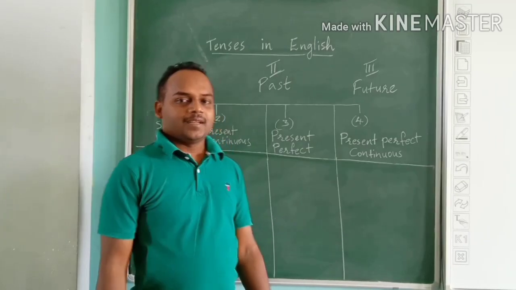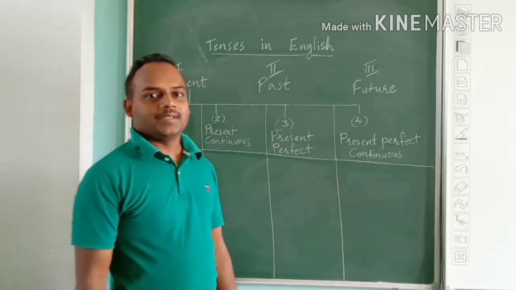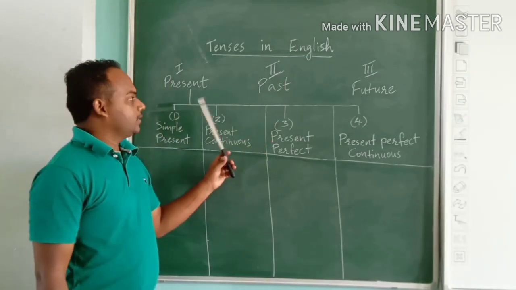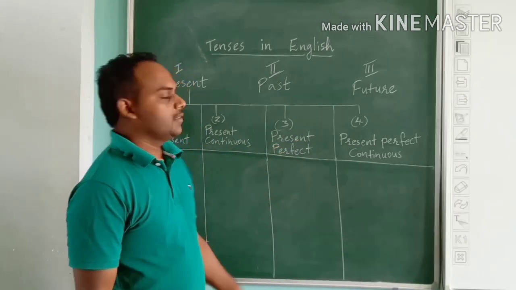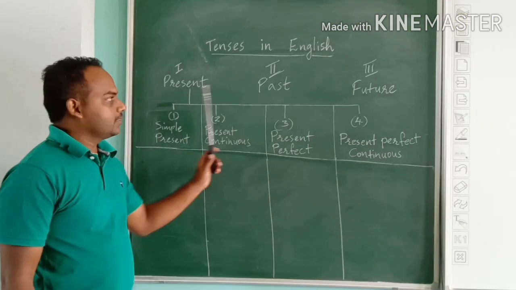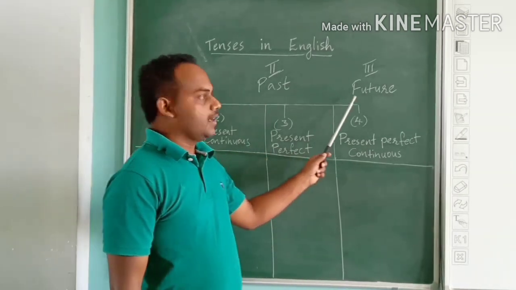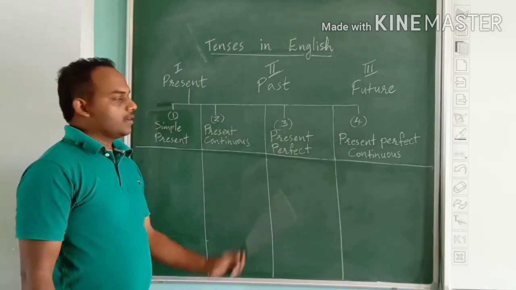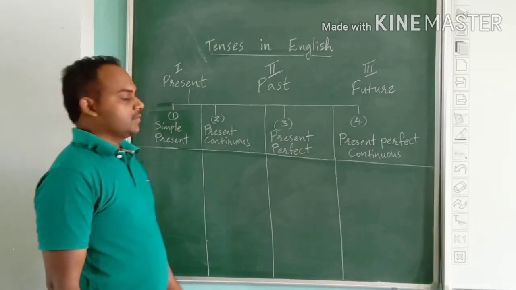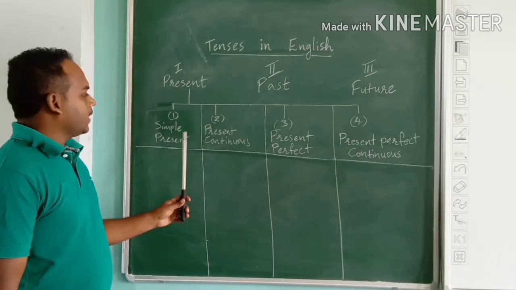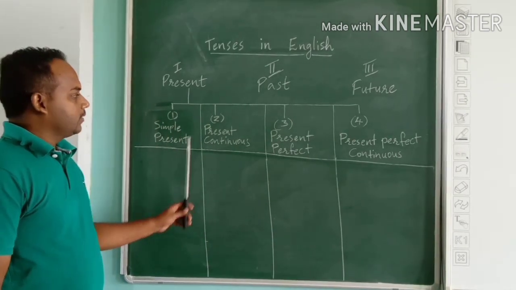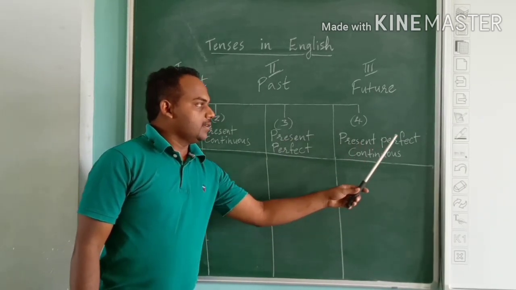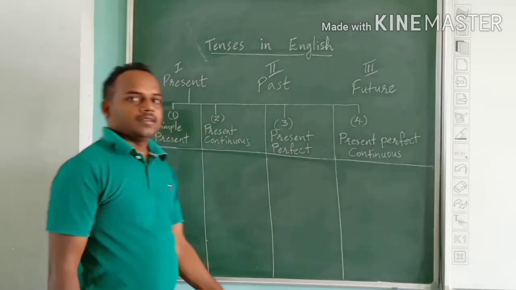Good morning students. In today's video, we are going to discuss tenses in English. We have three tenses in English grammar. The first one is present tense, second past tense, and the final one future tense. Each of these tenses can be classified into four divisions. You see, present tense can be divided into simple present, present continuous, present perfect, and present perfect continuous tenses.